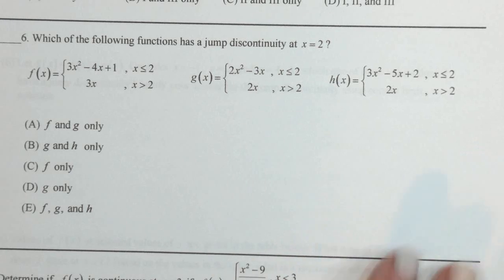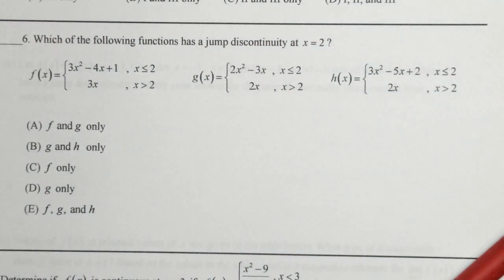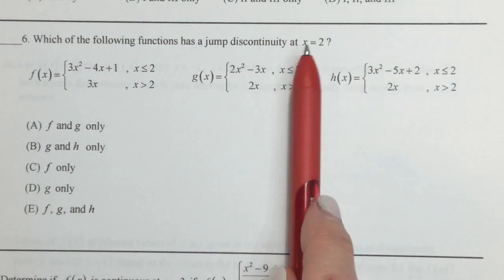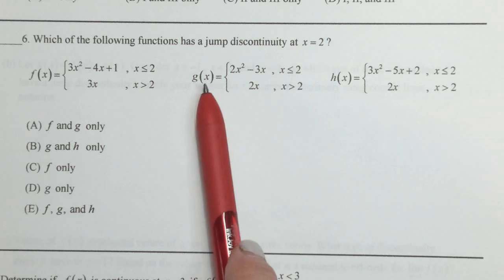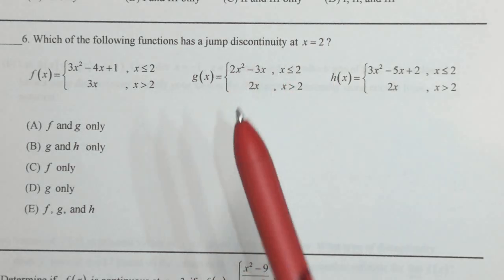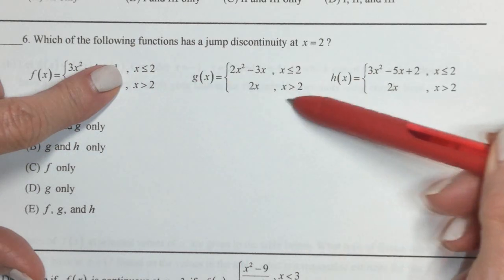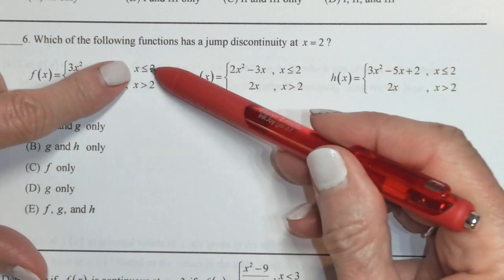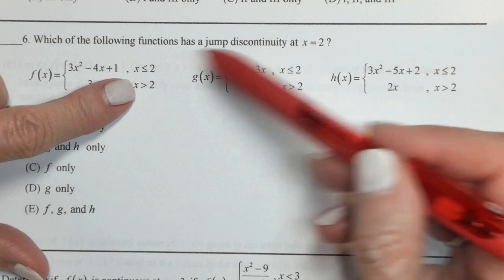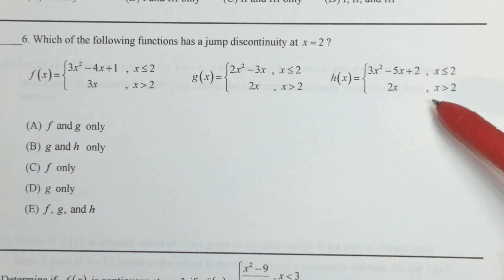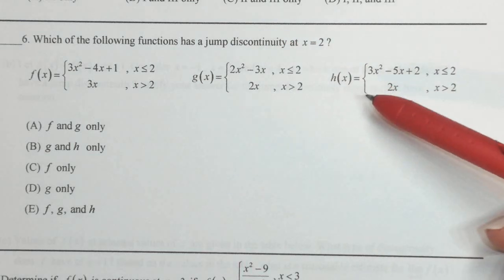Which of the following functions has a jump discontinuity? Pause really quickly. Okay, which of the following has a jump discontinuity at x equals 2? The first thing I'm looking at here are these values, the way they express these. These are all inequalities. There's no not equal to. So each of these has the potential to be a jump discontinuity.